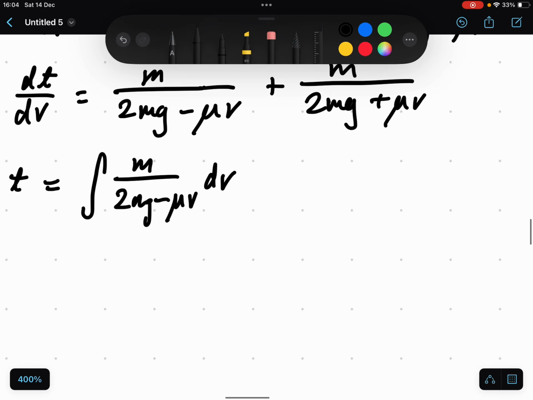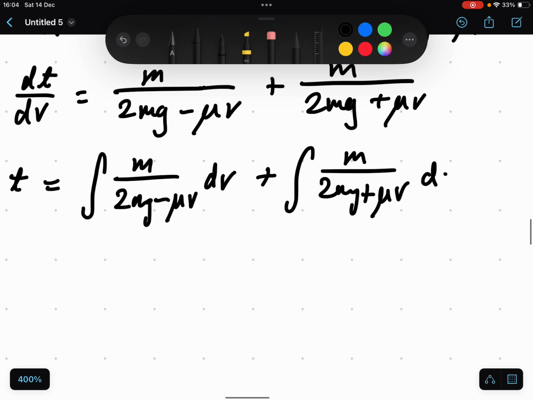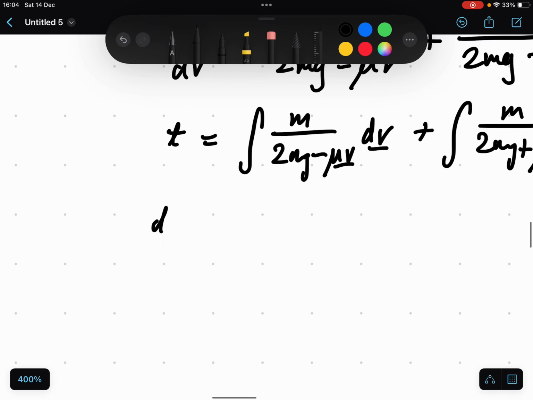So we're going to do this separately, like so. And we're going to get these two fractions. Okay, we're expecting, and now it's just a bit of integration. You should know how to do this. It's going to be m and ln, and then mg minus this little thing.